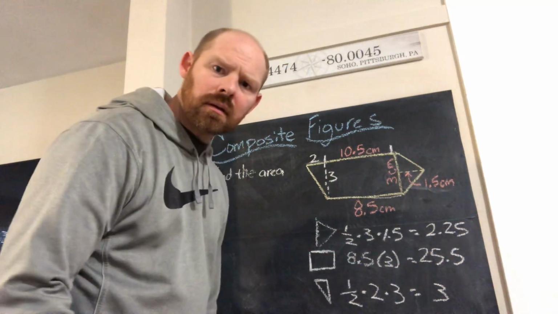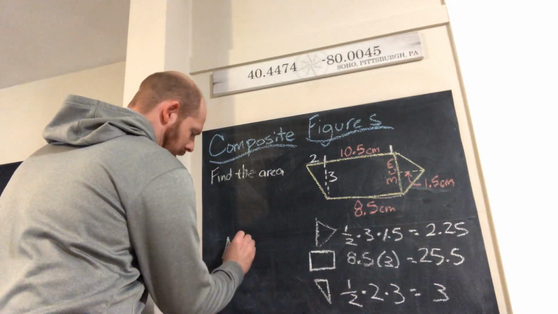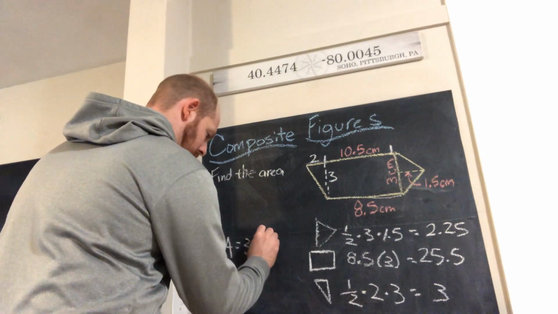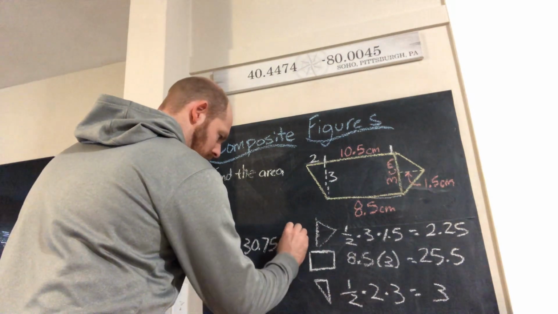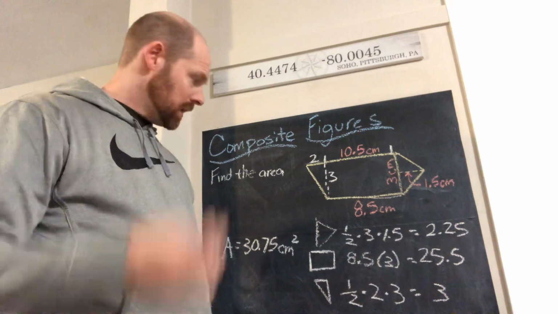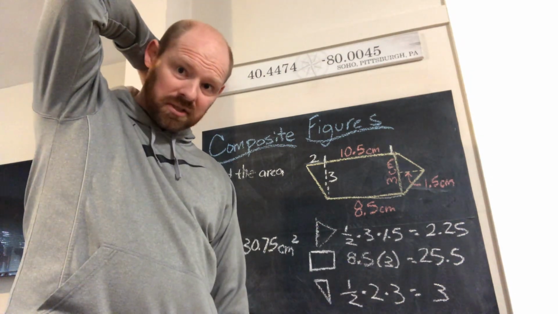I'm going to write it over here. So the entire area equals 30.75 centimeters squared, or square centimeters. You heard it here first, folks, or maybe you heard it last year from your 6th grade teacher, I don't know.